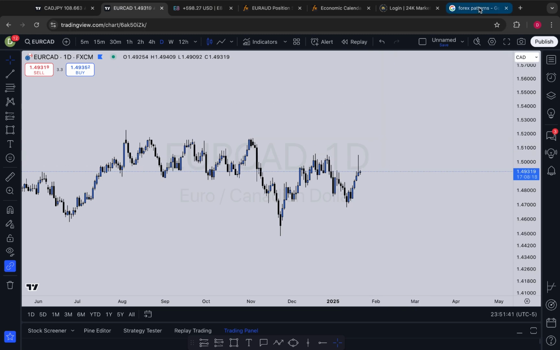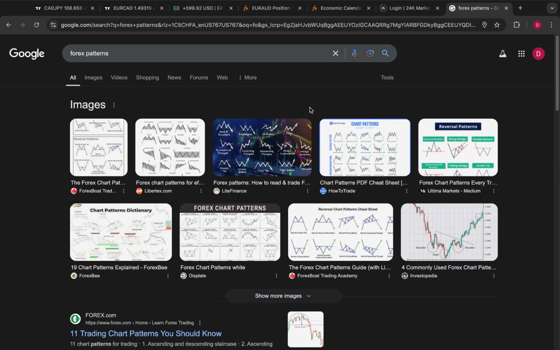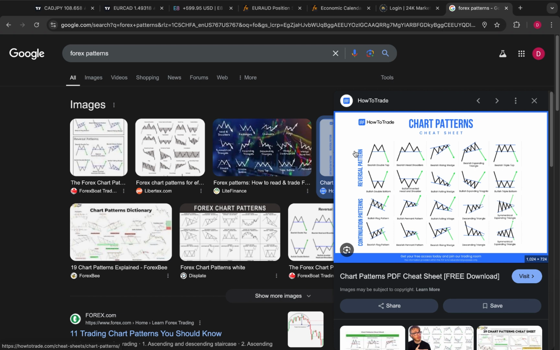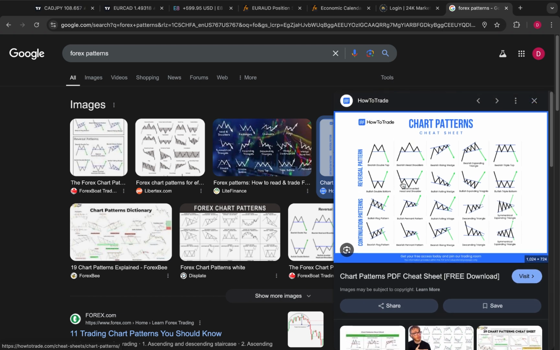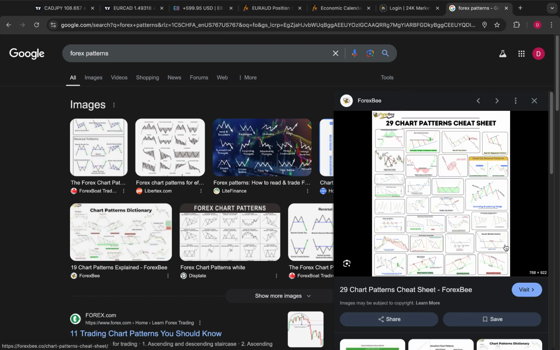Chart patterns, we're going with Forex because Forex has most of the patterns. What I started with and learned, and it's where I saw a lot of patterns. You definitely don't need to know all of them, right? Look at all these. This isn't even all of them either. There's so many patterns. Look at this video, it says 29 chart patterns cheat sheet.